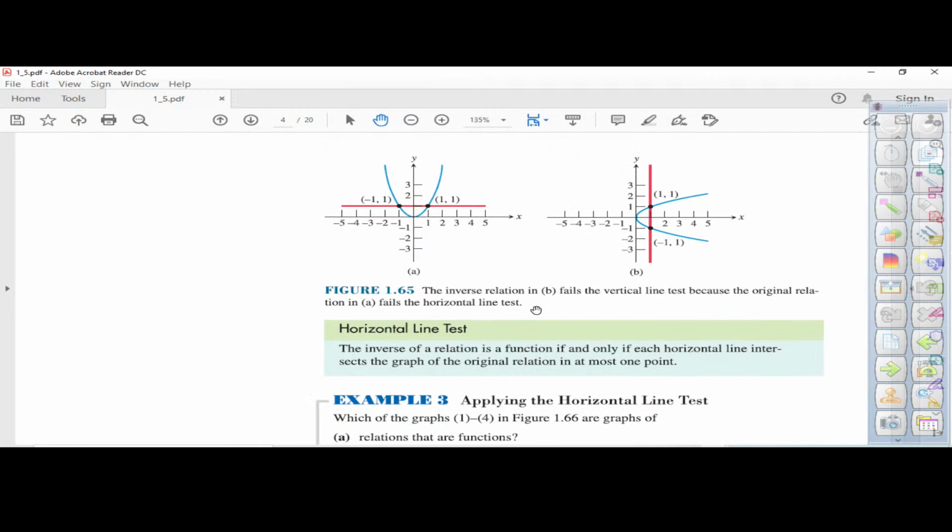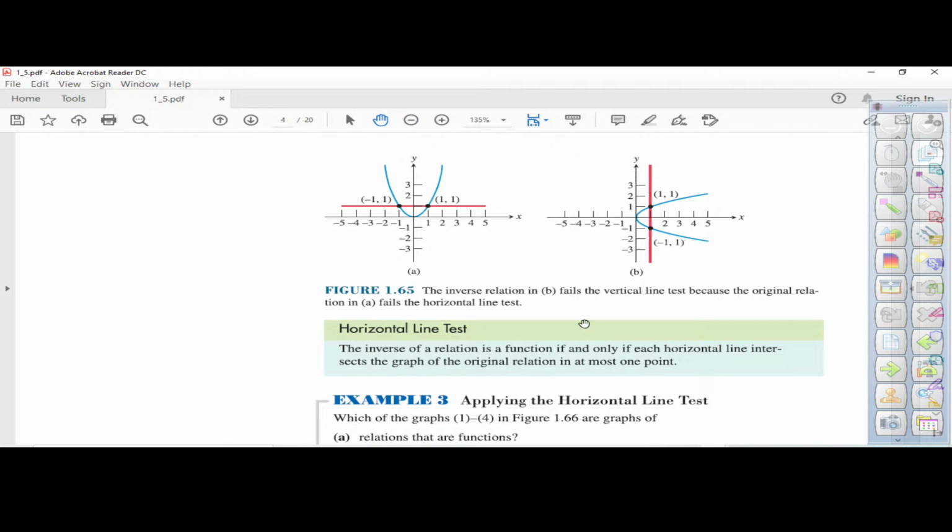Now, obviously B is not a function, because it fails the vertical line test. There is also a horizontal line test. What the horizontal line test is used for in this case, it says here, the inverse of a relation is a function if and only if each horizontal line intersects the graph of the original in at most one point.